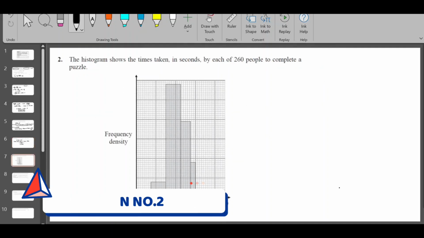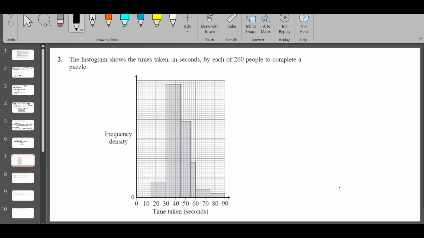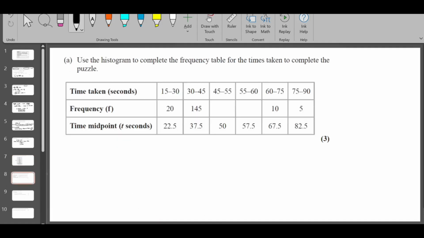Question number 2. The histogram shows the time taken in seconds by each of 260 people to complete a puzzle. Use the histogram to complete the frequency table for the time taken to complete the puzzle. There are two missing values here. So whenever you get a table with some missing values and a histogram, this is what you should be doing. Take one of the bars from the histogram with the known frequency and the class interval. You can take this, or this, any one of these.